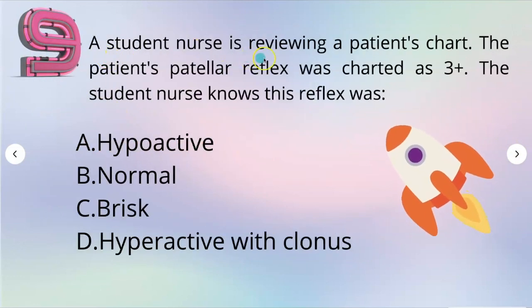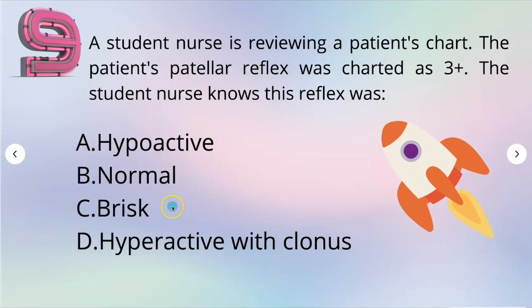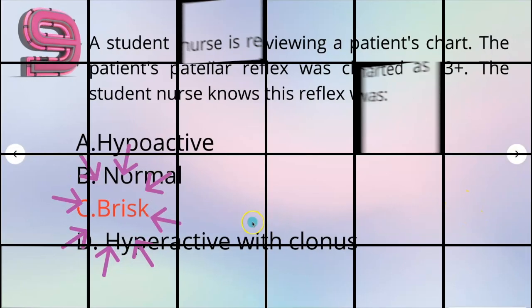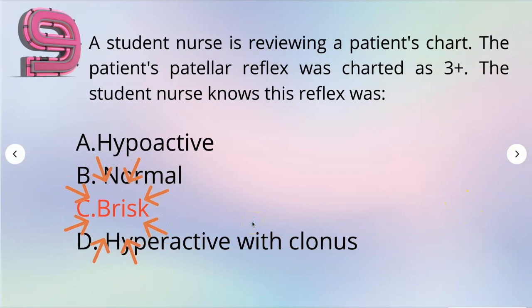Number 9, a student nurse is reviewing a patient's chart. The patient's patellar reflex was charted as 3+. The student nurse knows this reflex is hypoactive, normal, brisk, or hyperactive with clonus? So the correct answer is brisk. 4+ is very brisk, hyperactive with clonus. 3+ is brisker than average, slightly hyperreflexive. 2+ is average expected response or normal. 1+ is somewhat diminished, low normal, and 0 is no response, absent.